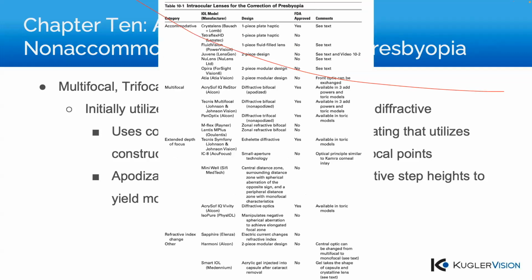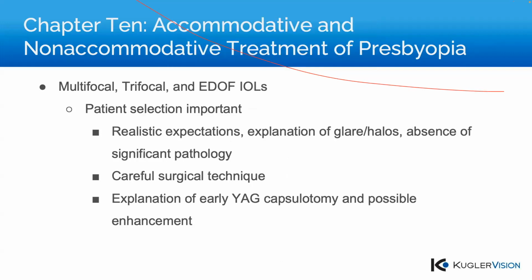This was a table from your book going into a lot of the lenses. We won't go into all of these, but just know there are a lot of options out there for improving people's near vision.